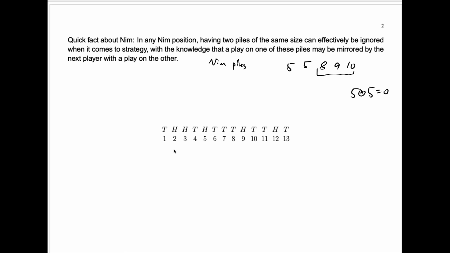Let's look at this nim position. This nim position, as we wrote down before, consists of 5 piles: 2, 3, 5, 9, and 12. Writing those in base 2, in order to compute the nim sum, 2 is 1, 0; 3 is 1, 1; 5 is 1, 0, 1; 9 is 1, 0, 0, 1; and 12 is 1, 1, 0, 0.